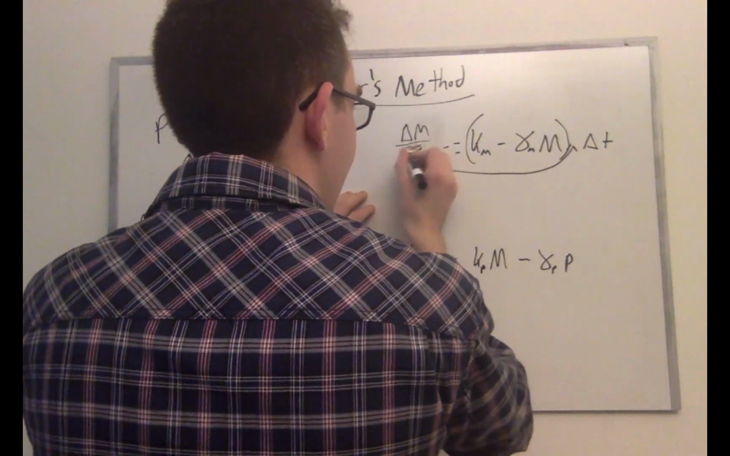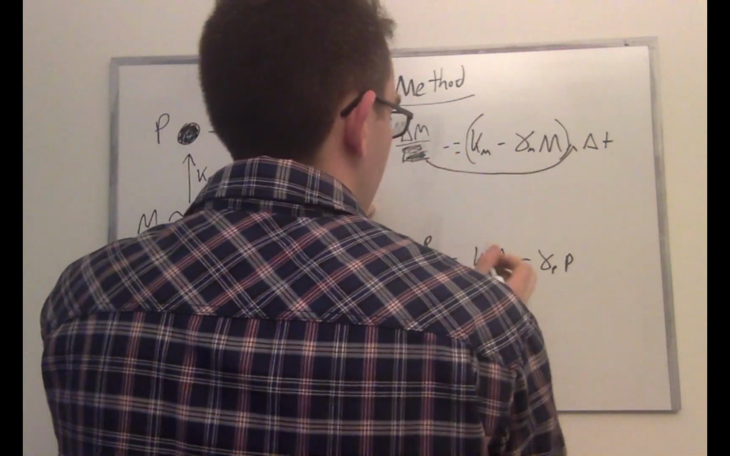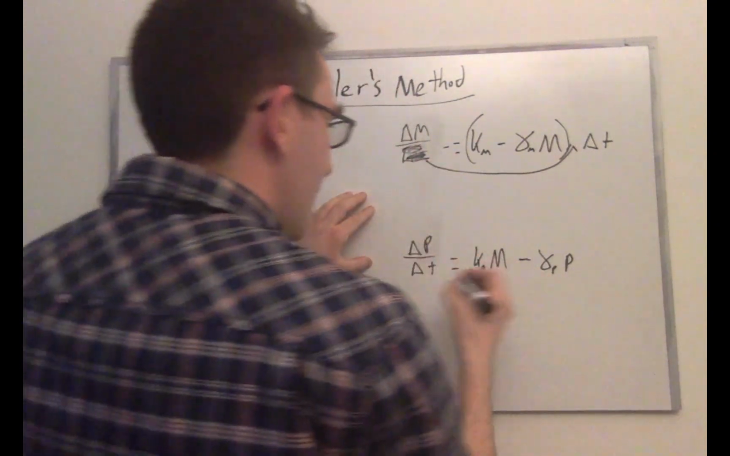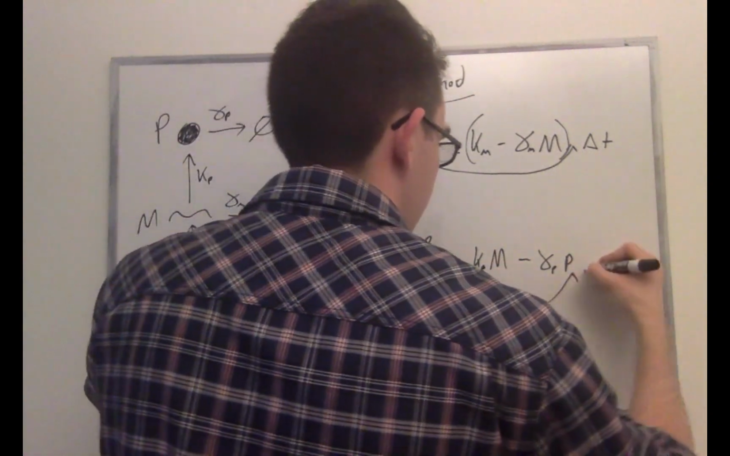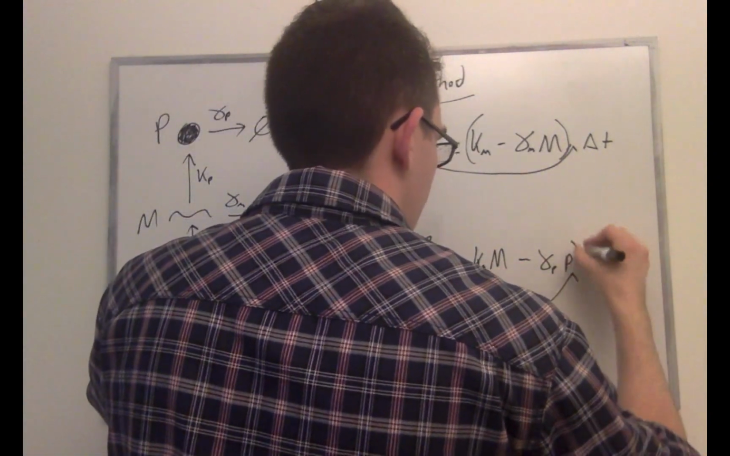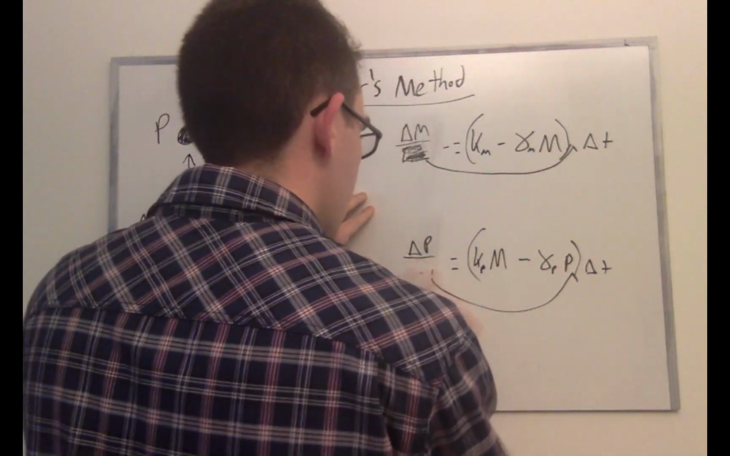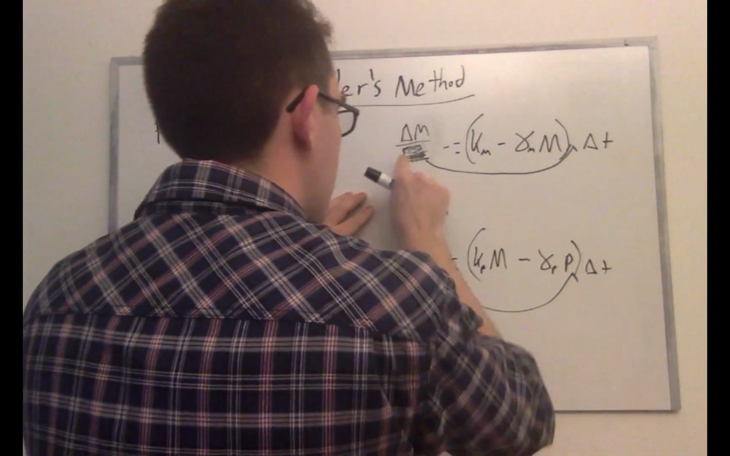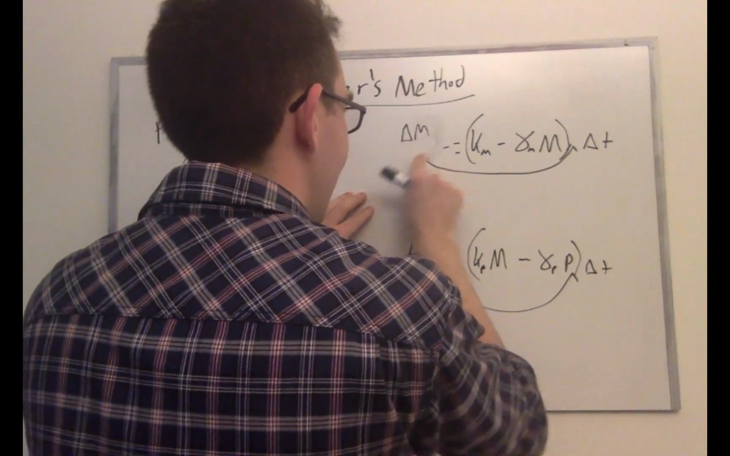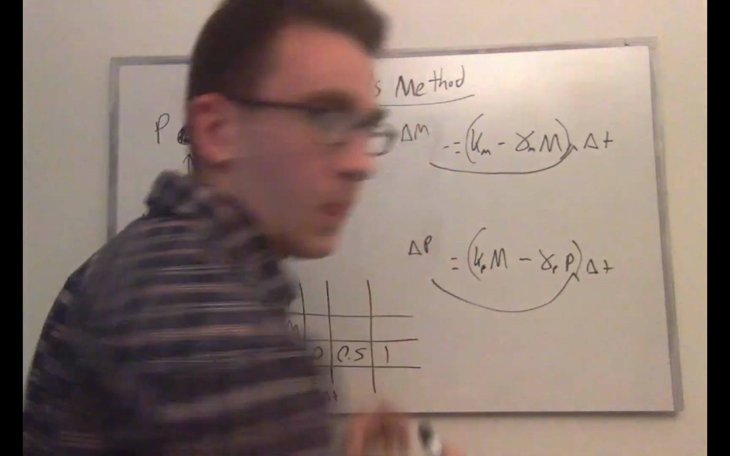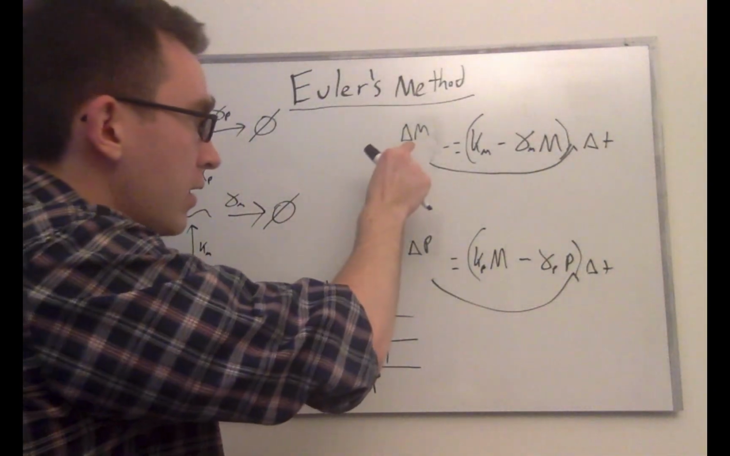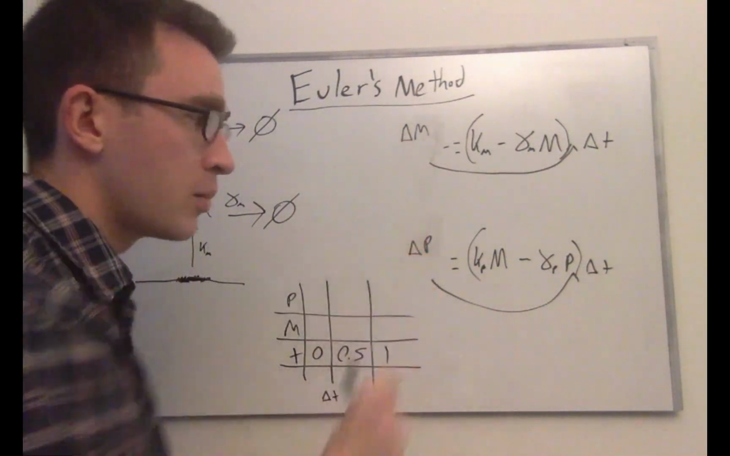I'll just cross that out there. And then, same thing over here. Just take the delta t over to this side and have it multiply this whole thing. And then, crossing out looks bad, so I'll just actually... and this is how we write our equations for delta m and delta p.